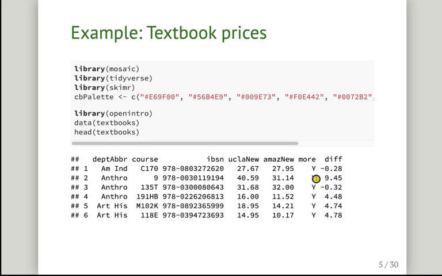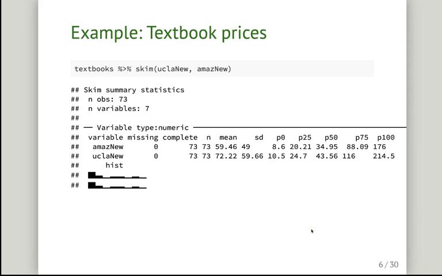This "more" column means something a little different. It's not whether UCLA versus Amazon is more expensive. It's whether the textbook itself was more expensive in 2017 versus 2010. So looking at the summary statistics for these, the average book price at the UCLA bookstore is about $72. The average book price at Amazon is about $59.